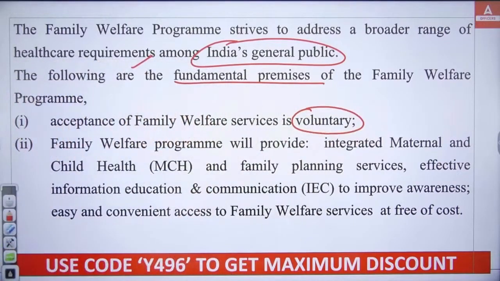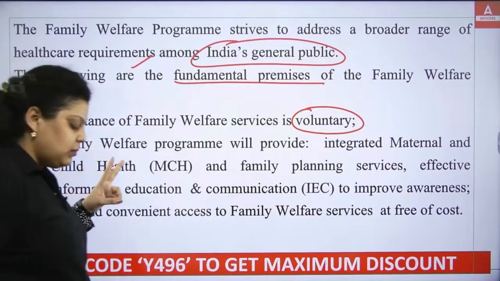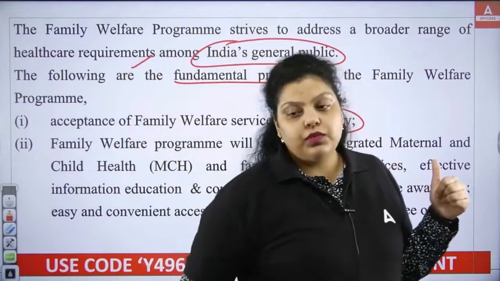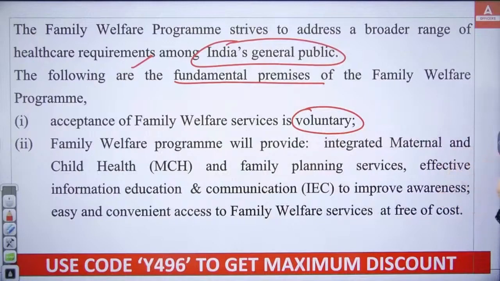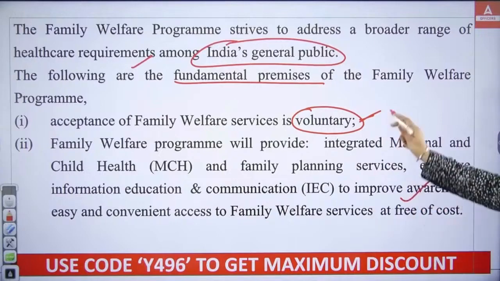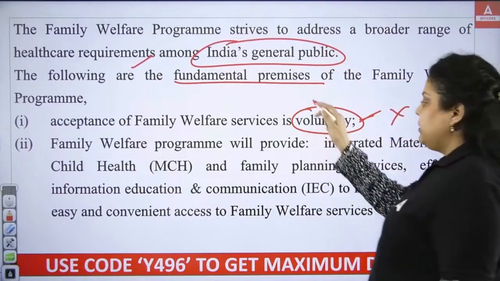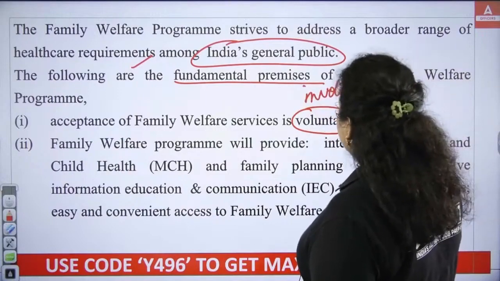Now, a question can be asked on this particular slide. They can simply ask a statement-based question asking which of the following are correct about the fundamental premises of the family welfare program. They have given you two statements. Statement one says acceptance of family welfare services is involuntary, and the second statement is the same as given in the book. So only this word has been changed. After reading both statements, you have to answer that the second is correct and the first is not correct. Because instead of voluntary, they have written involuntary.